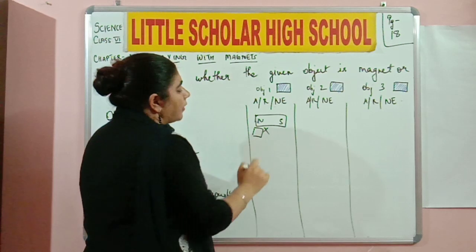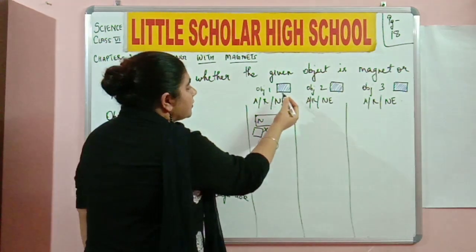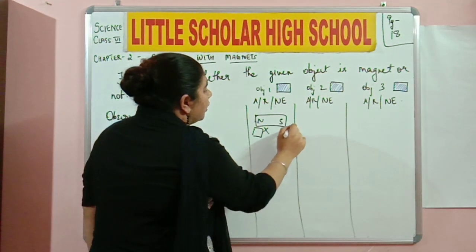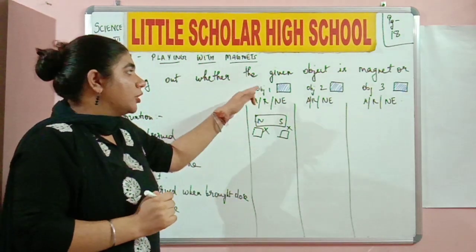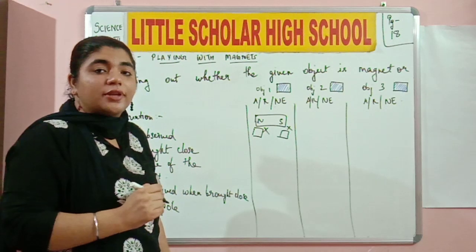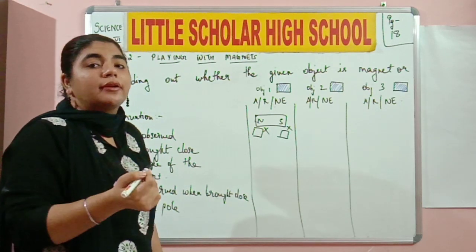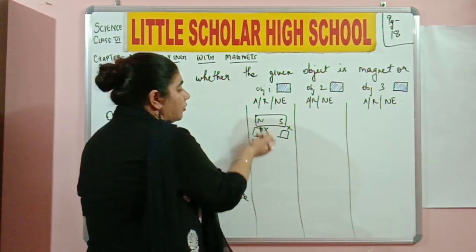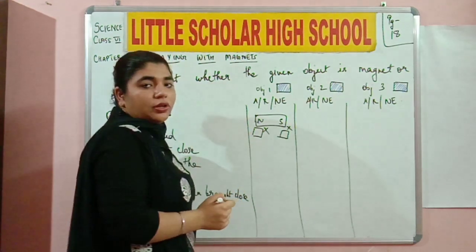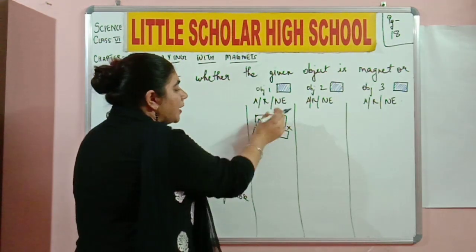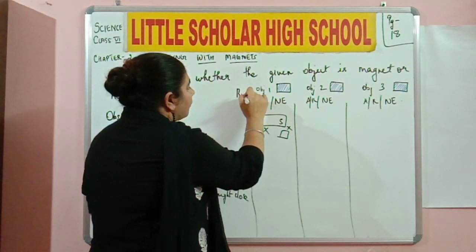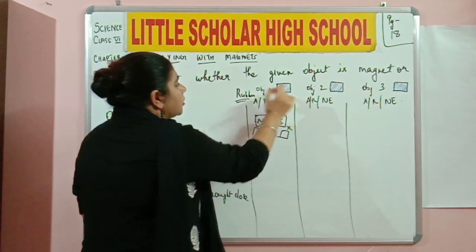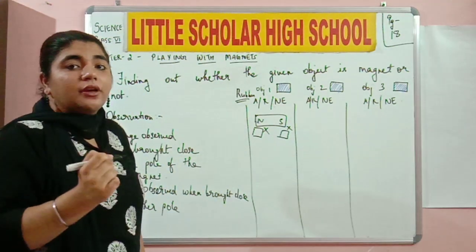That it is not attracting. I bring the same object near the south pole, then it is also not attracting. Then do you think that this particular object is a magnetic substance? No, it is a non-magnetic substance because it is neither attracting nor repelling. Did you understand? It is not showing me any force. For example, this must be a rubber block. Yes or no? This particular first object must be a rubber block.